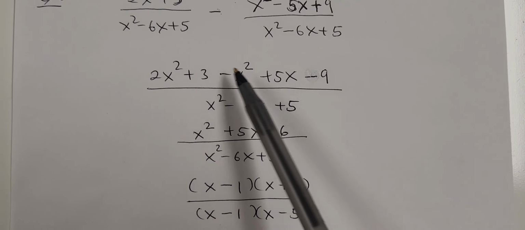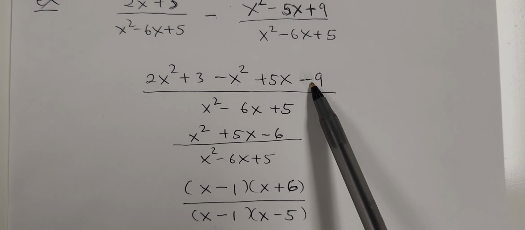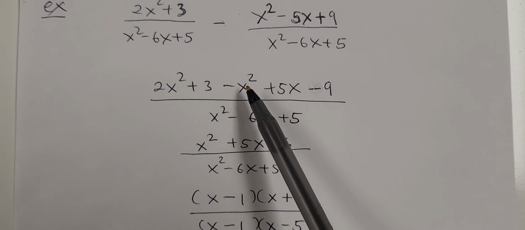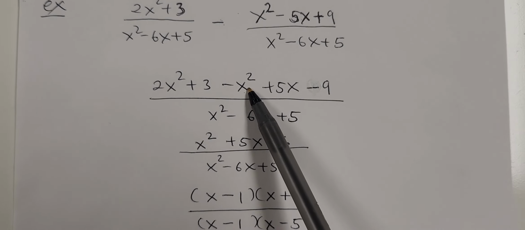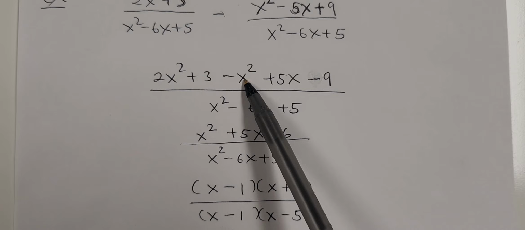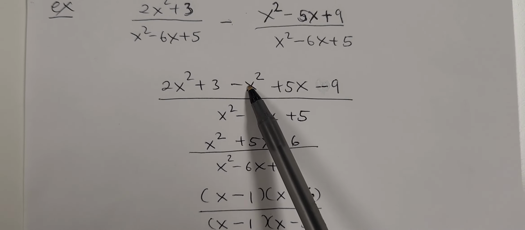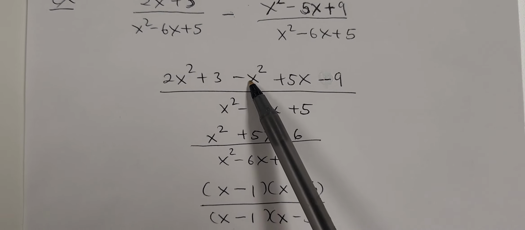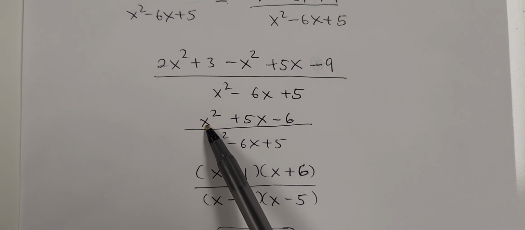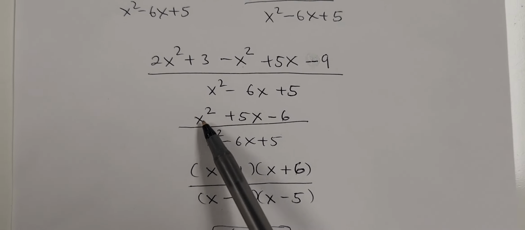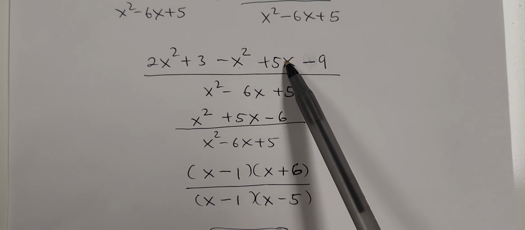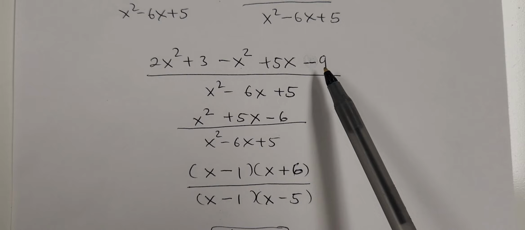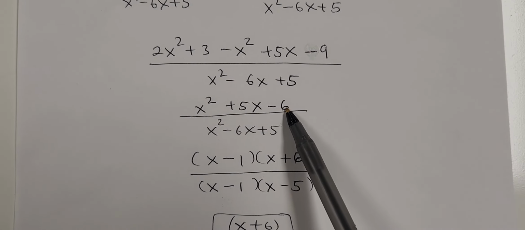After that, combine like terms for the top only. So here's 2x squared. This is 1 minus 1x squared. So 2x squared subtract 1x squared gives me positive 1x squared. Here I have 5x. There are no other x, so leave that alone. 3 subtract 9 gives me -6.